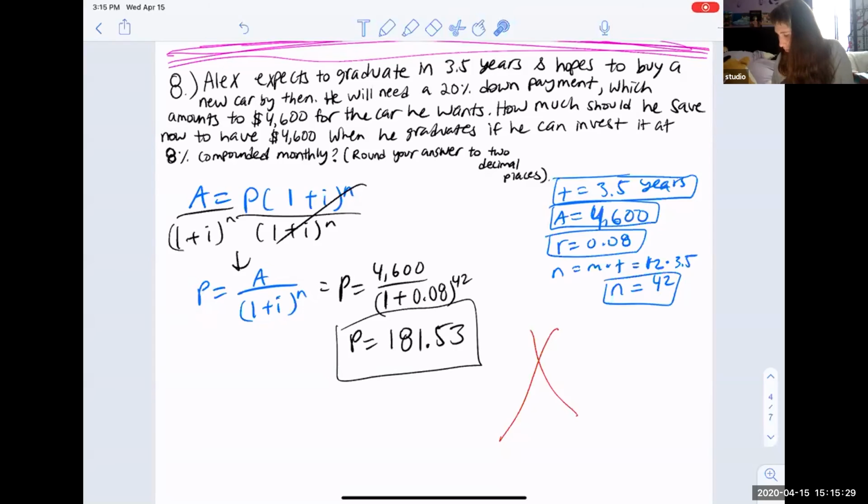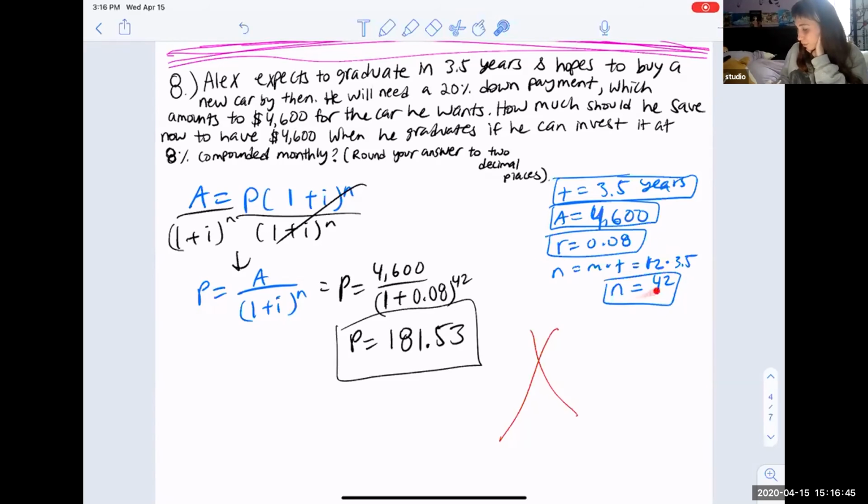Okay. Expects to graduate in 3.5 years and hopes to buy a new car with it. You'll need a 20% down payment, which amounts to $4,600 for the car he wants. I don't really understand, or maybe I'm just going to keep reading. How much should he save now to have? He can invest it at 8% compounded monthly. Time 3.5 years. Sounds right. Continue. A, yes. A would be the future amount now to have, right? Because to have 4,600. 4,600 is the amount that he wants to have. That's the future amount, so that would equal A. Yeah, that's good. And then rate 0.08 is 8%.